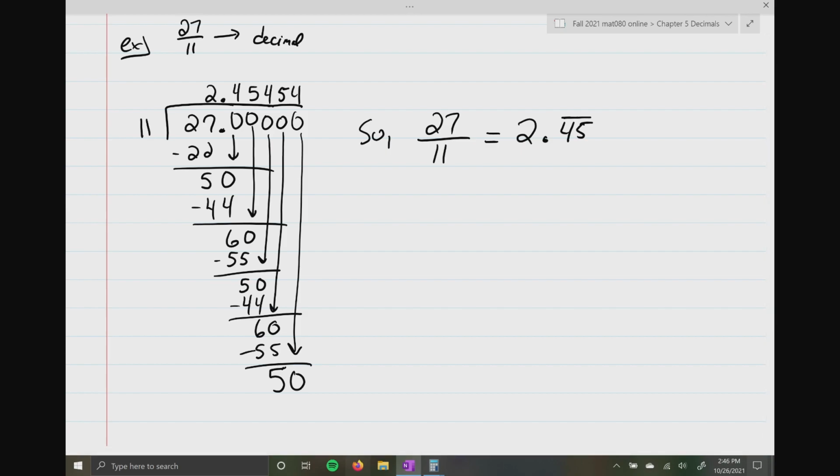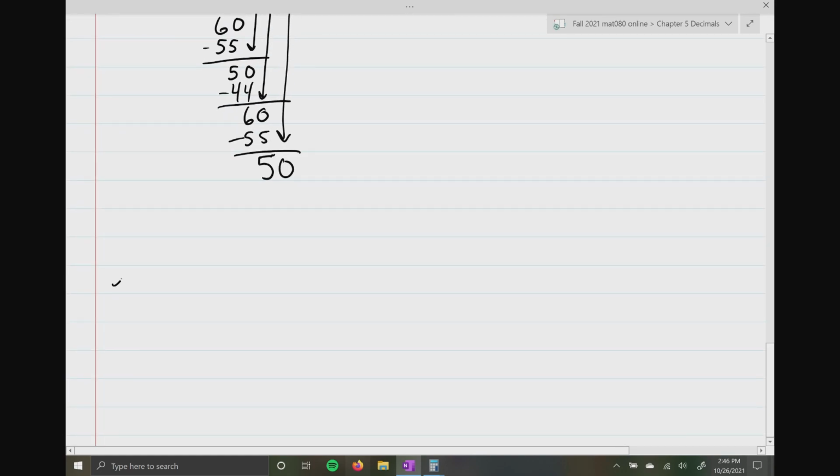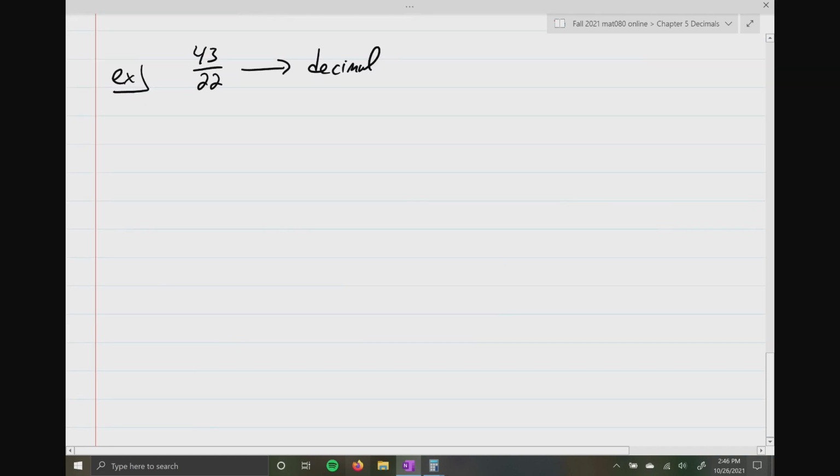Now, the last example I want to do here is going to be 43 over 22. We're going to convert that into a decimal. So for this one, I'm just going to speed up just a little bit. Excuse me. So let's set up our problem.